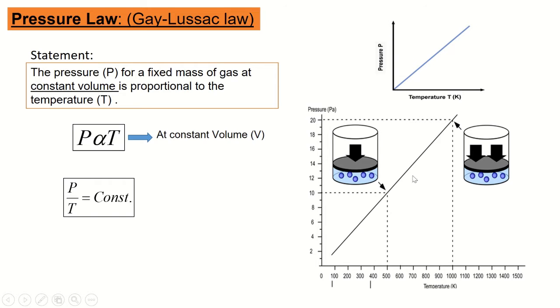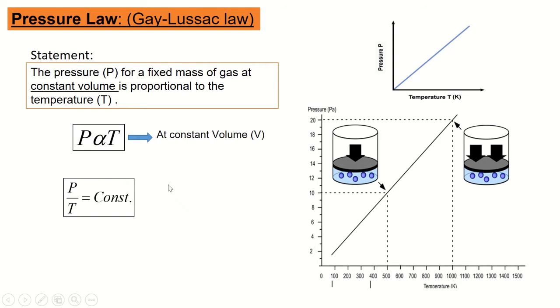So we can check this from the graph. Here at 500 Kelvin, the pressure is 10 Pascal, and here at 1000 Kelvin, the pressure is 20 Pascal. If you see this temperature 500 and this 1000, the temperature is double. Now the pressure here is 10 Pascal, and here the pressure is 20 Pascal, so the pressure is also going to double. So it means it is directly proportional.